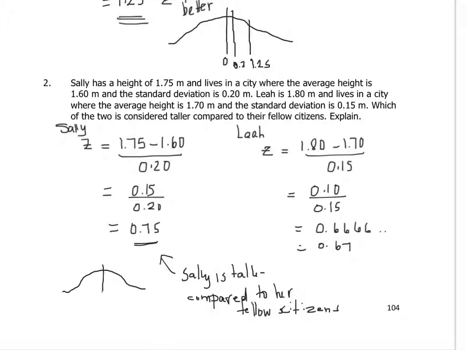Here would be 0. And say if this was 0.67, then this would be 0.75. So 0.75 would be a little bit higher than the mean than 0.67 would be.